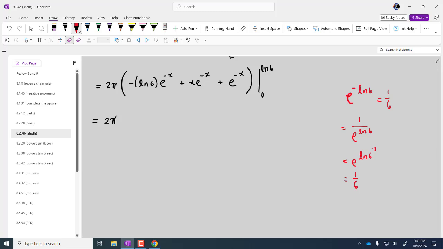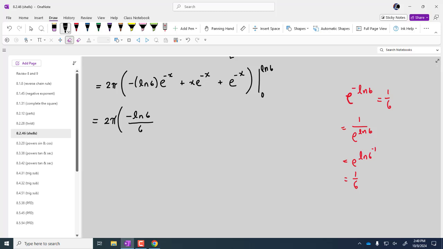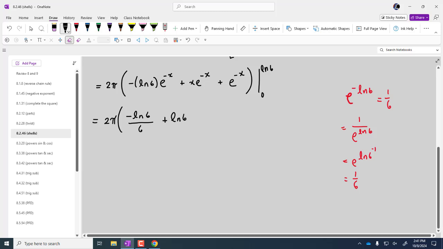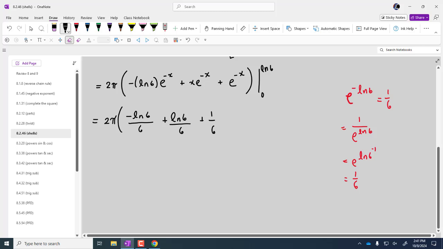So then when we come over here for our evaluation, this part right here is 1/6. So we're going to have minus natural log of 6 divided by 6. And then here we're plugging in ln 6. So we're going to have ln 6, e to the minus ln 6 again is 1/6. So we get that. And then we plug it in there, and once again we get e to the minus ln 6. E to the minus ln 6 is 1/6. So that is where we're at, plugging in the upper limit of integration.